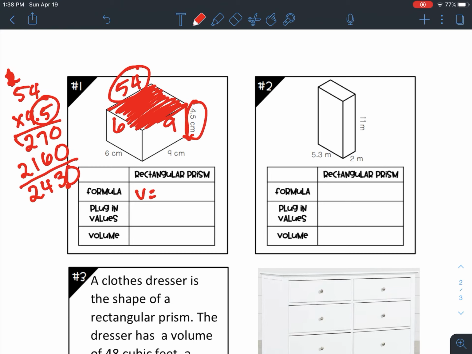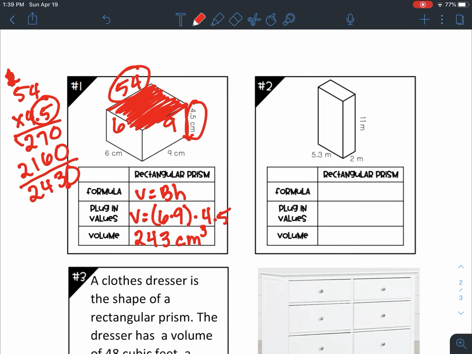So my formula was big BH. So when I plug it in, I have the area of my base, which was 6 times 9, and then times the height of my actual shape, 4.5. And I get 243 centimeters cubed.